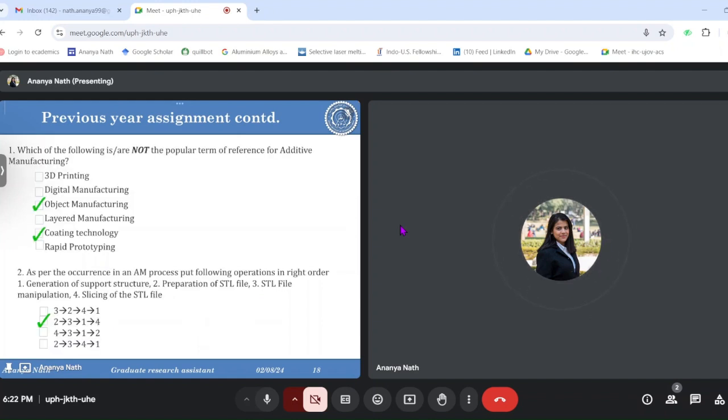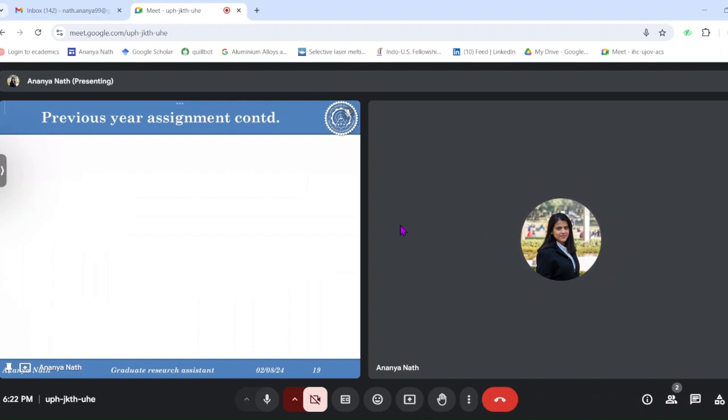Next is, as per occurrence in an AM process, put the following operations in the right order. One is generation of support structure. So the answer is, first we'll prepare the STL file. Second, we will save the STL file, and if needed, we can manipulate the STL file. Then we will generate the support structure, and at the end we will slice it.